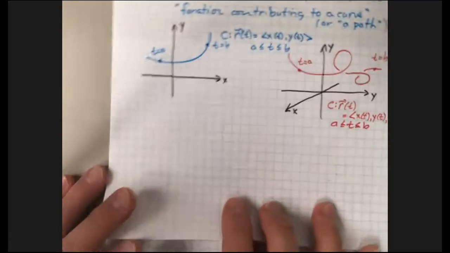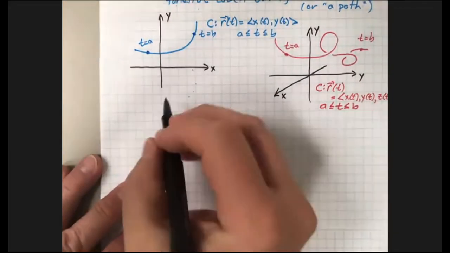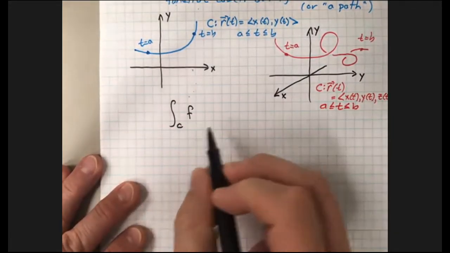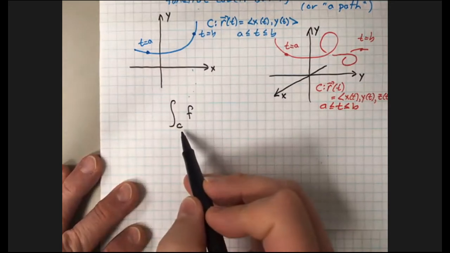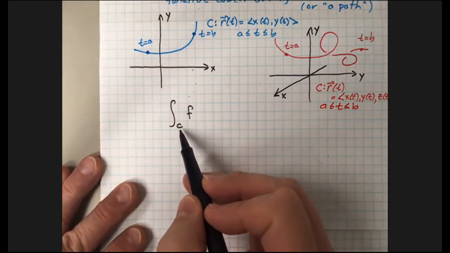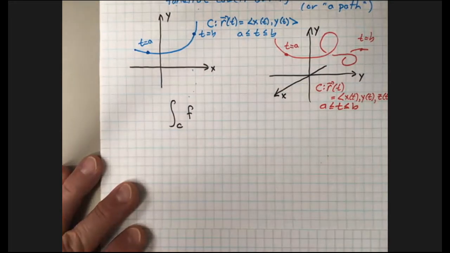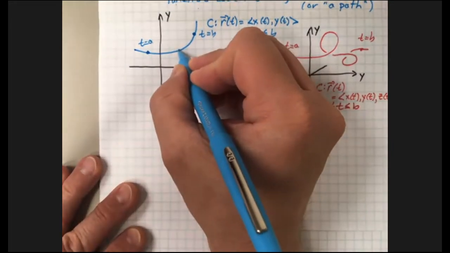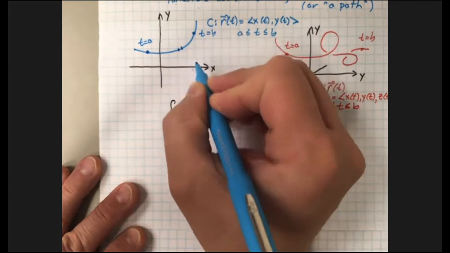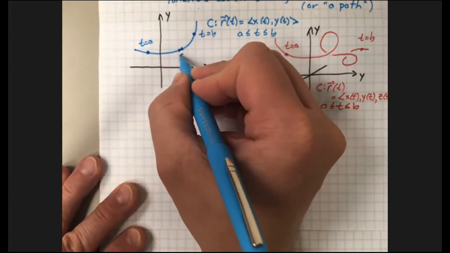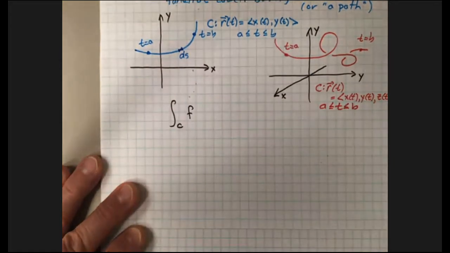But what would it mean for a function to contribute to the curve C? Not an interval, not a region, not a solid, but a curve. And how would I count the contribution of the curve? Well, the first basic thing I know about any curve is its length. I can cut up any curve, two, three, or more dimension, into little length pieces.